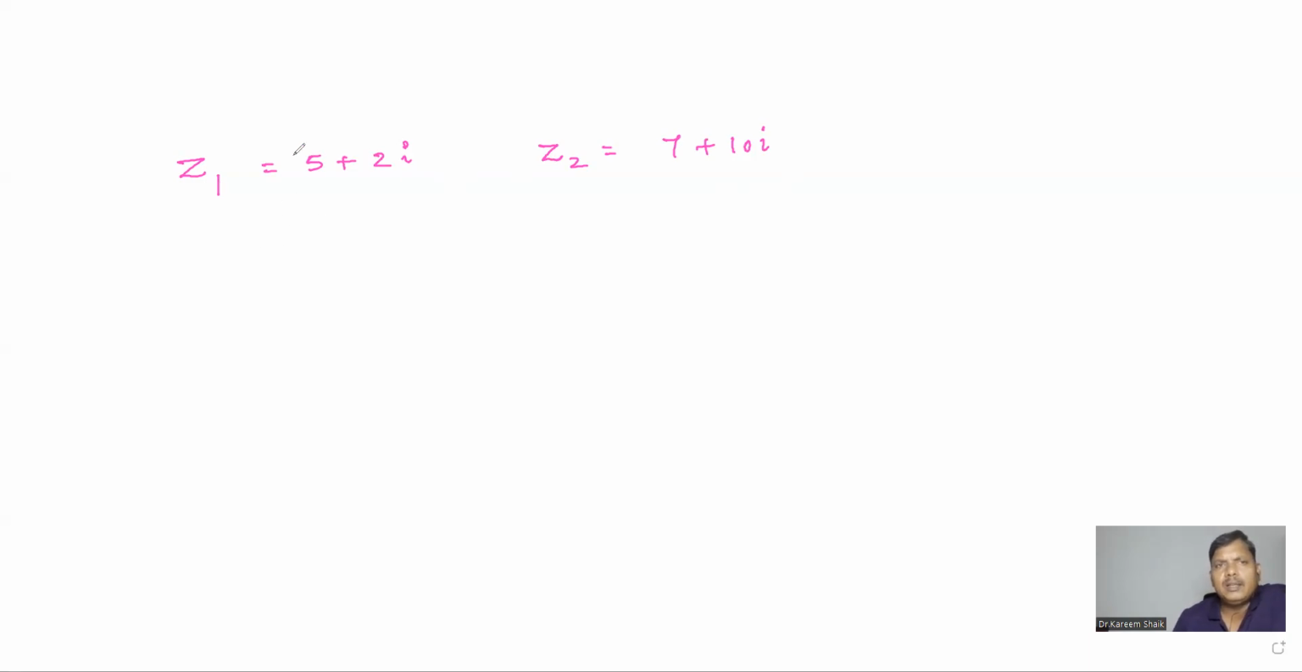We know that Z1 is a point in the first quadrant, that is (5, 2), and Z2 is one more point in the first quadrant, that is (7, 10), because here the x coordinate is 5 and the y coordinate is 2. Here the x coordinate is 7 and the y coordinate is 10. There is no comparison between the 2 points. Am I right? We cannot say one point is greater than another point.